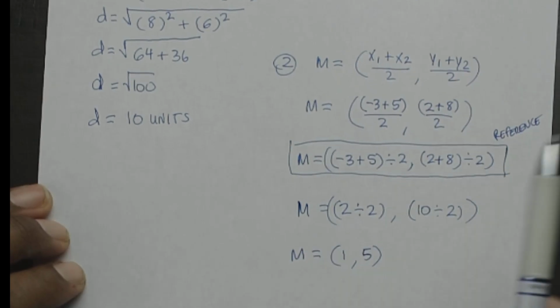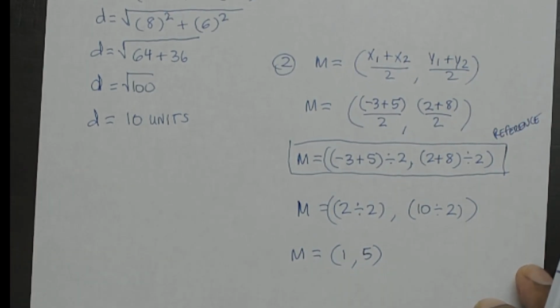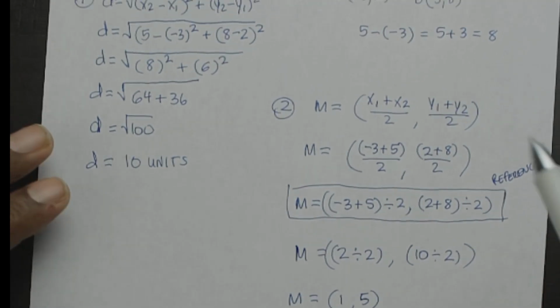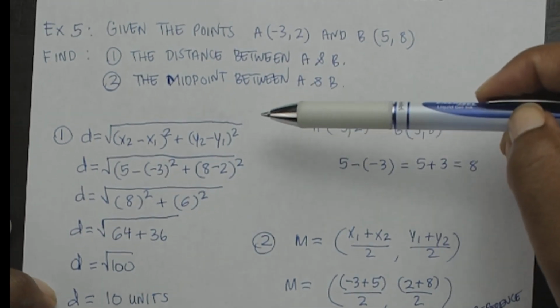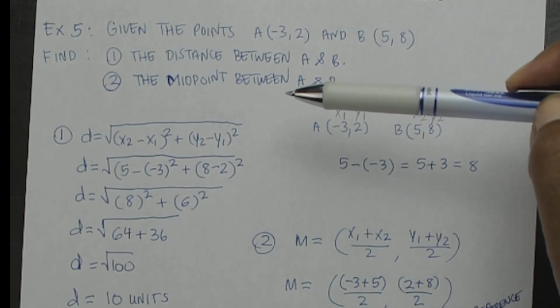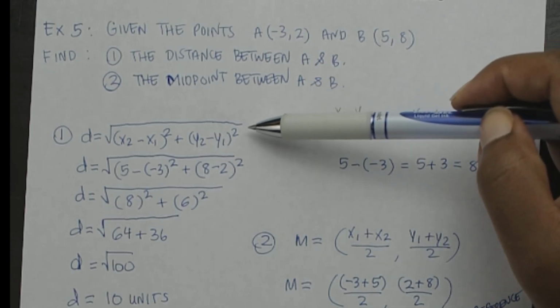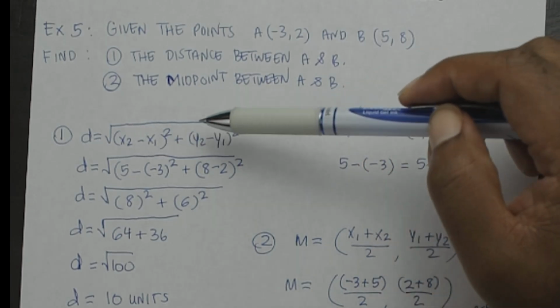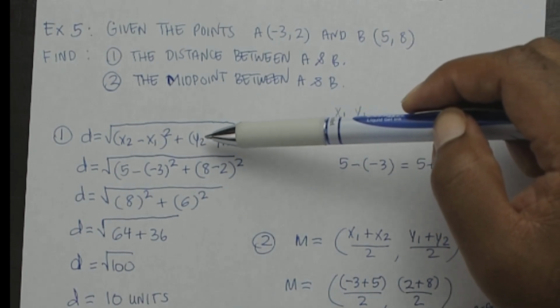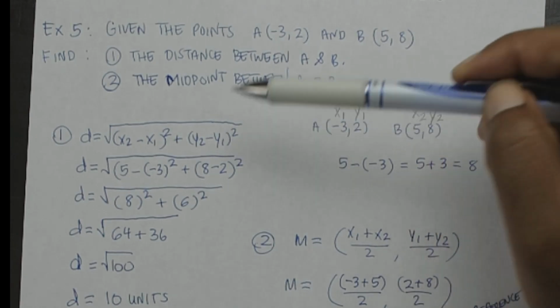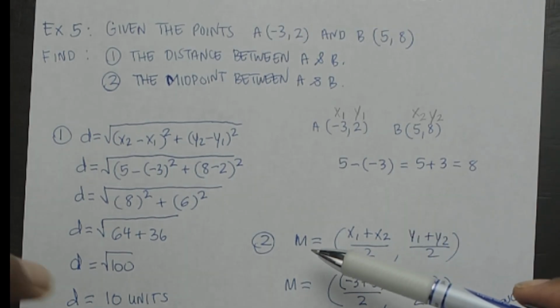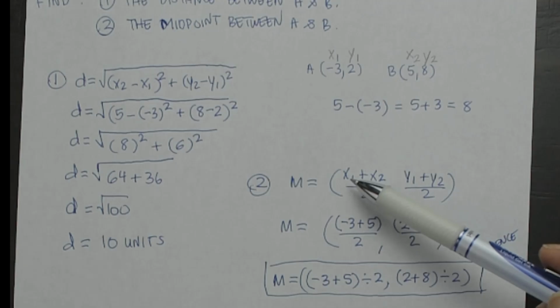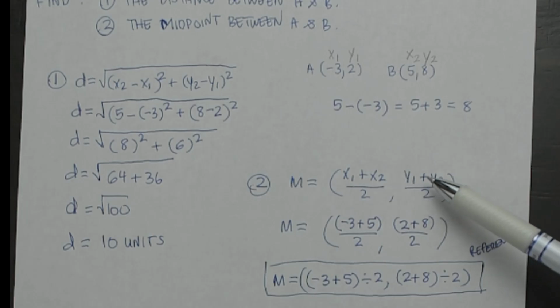So the distance is 10 units and the midpoint is 1, 5. Now, let's review the key ideas from video 1. We dealt with the distance formula. The distance formula is d equals the square root of x sub 2 minus x sub 1 squared plus y sub 2 minus y sub 1 squared. And the midpoint formula is x sub 1 plus x sub 2 divided by 2, y sub 1 plus y sub 2 divided by 2.